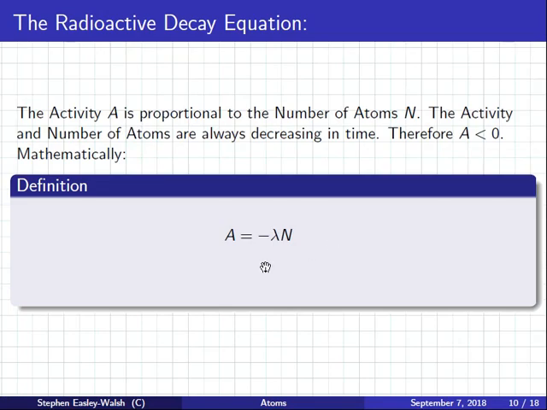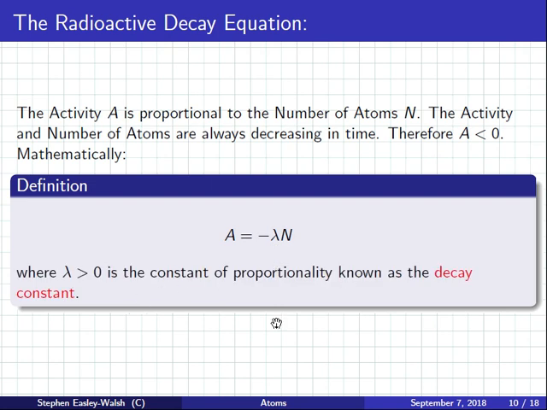So the formula is quite simple. The activity is a constant times N. If you have a big N, you have a big activity. Small N, small activity. It's all quite simple. The lambda is called the decay constant. A big lambda means a lot of decay and radiation. And the minus is to show that N is decreasing. So this is our first formula for today.